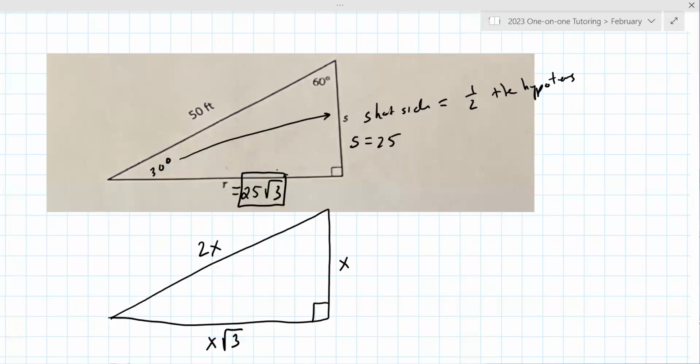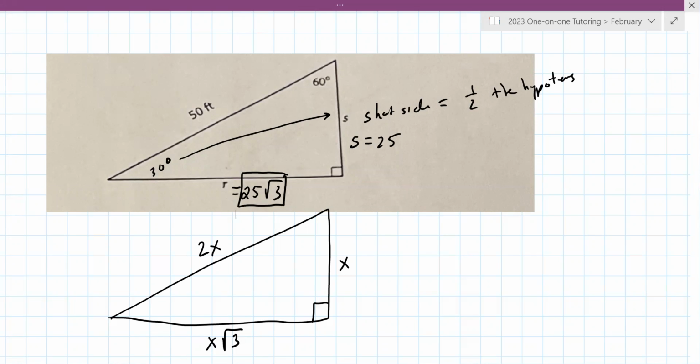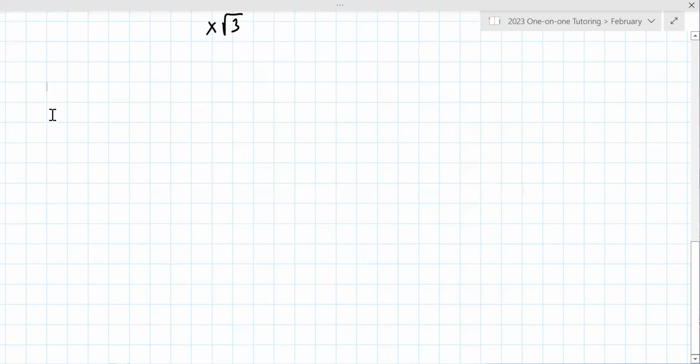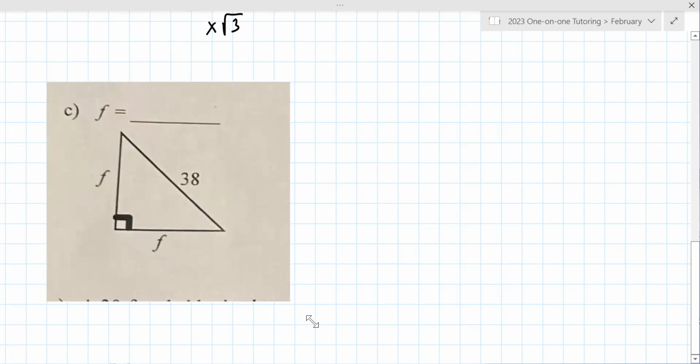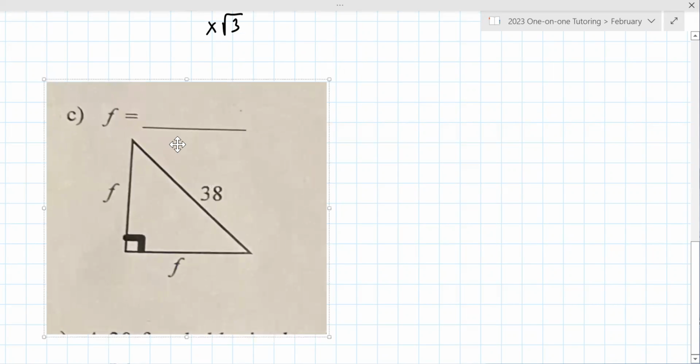Do you have this down in your notes? Yeah. Okay. So let's look at 3C. Geometry is so hard. It is getting harder, yeah. Okay. So this one's kind of like 3A, and we talked about this a couple lessons ago. Because the two legs are the same, you have to take the hypotenuse and divide it by the square root of 2.